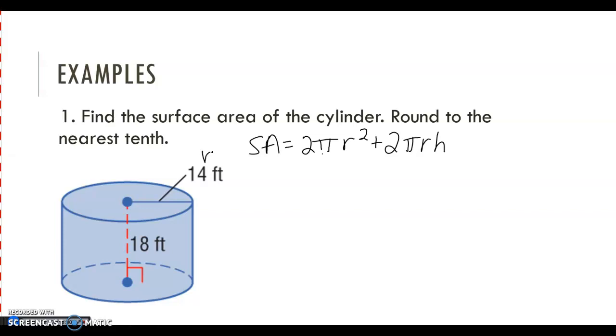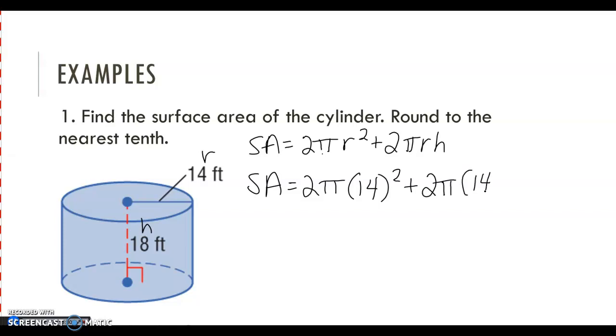In this picture, the radius is 14 and the height, which is going to be perpendicular when it's pictured, is 18 feet. So let's substitute in. 2 pi, the radius is 14, squared plus 2 pi times 14 times 18. And when I simplify this, I want my final answer to the nearest tenth, but I'm going to first start by simplifying in terms of pi.